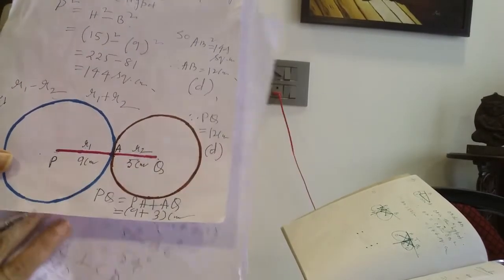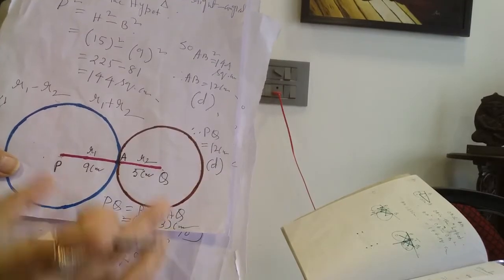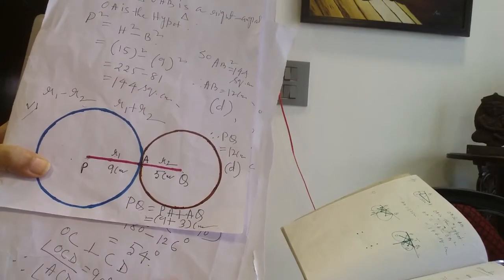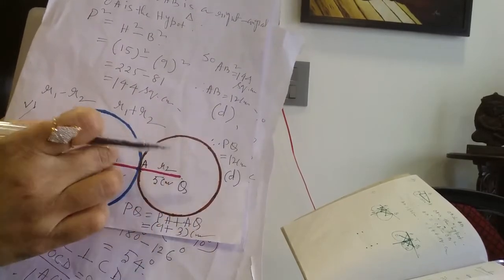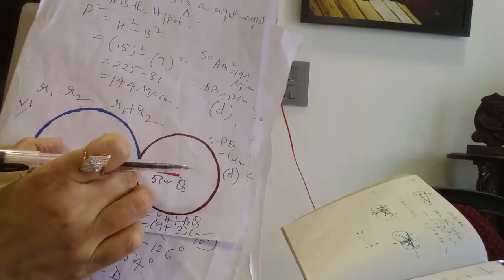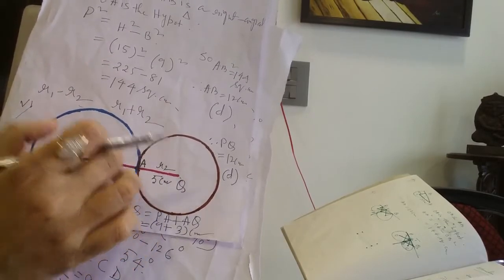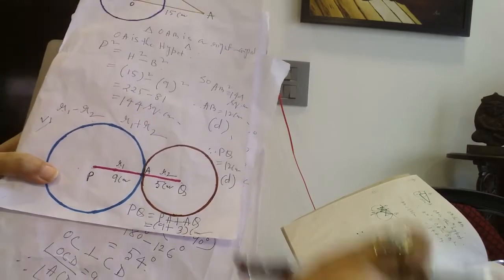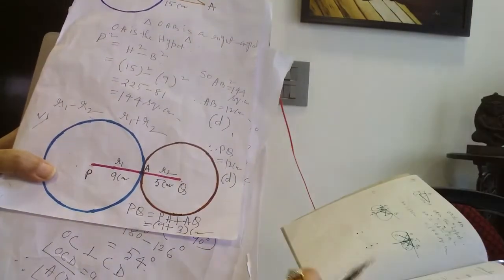When the two circles touch externally, then the distance between the centers will be the sum of the radii, and when they touch internally, that means this circle will be inside this circle, then the distance between the centers will be the difference of the radii.